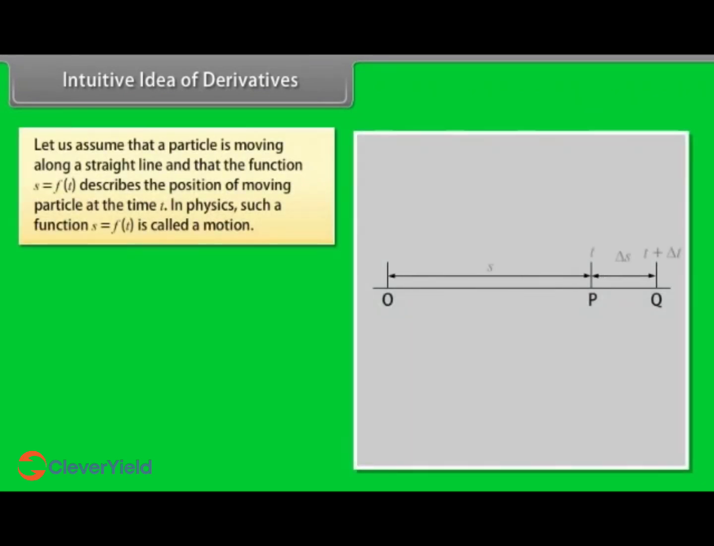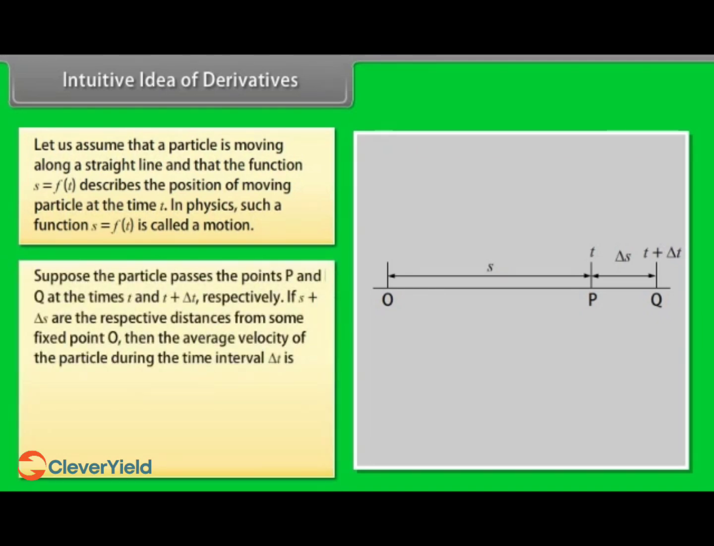Intuitive idea of derivatives. Let us assume that a particle is moving along a straight line and that the function s is equal to f of t describes the position of the moving particle at the time t. In physics, such a function s is equal to f of t is called a motion. Suppose the particle passes the points P and Q at the time t and t plus delta t respectively.